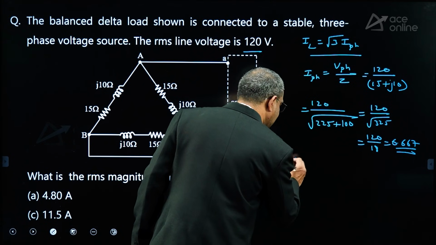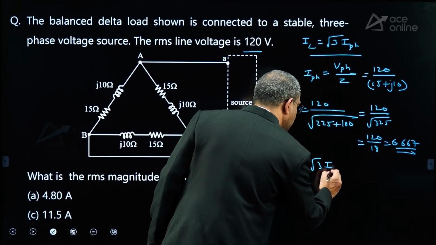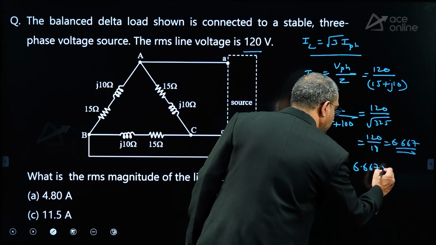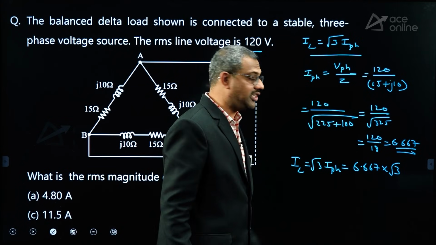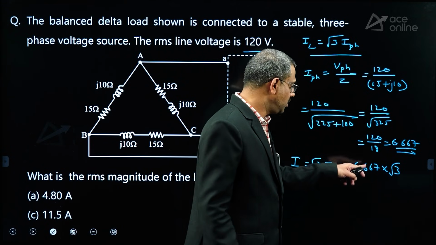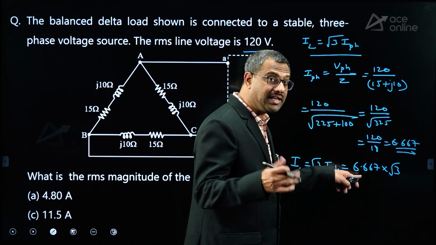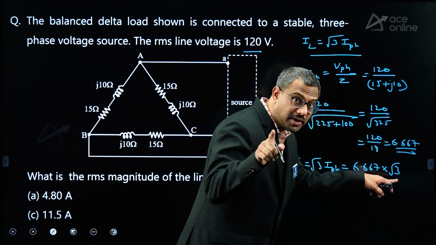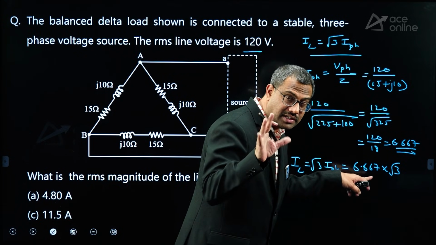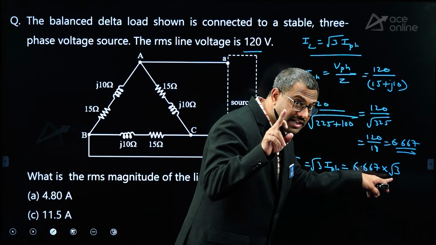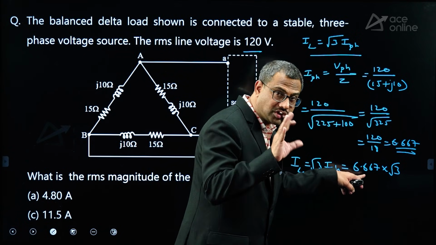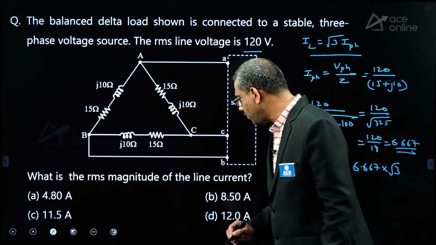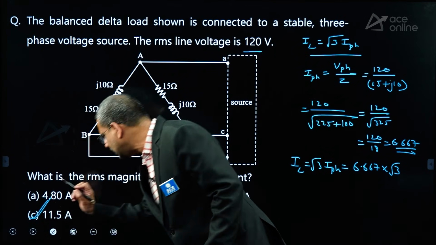But I want the line current. Line current is √3 times phase current, so 6.667 into √3. √3 is 1.732, which increases the value by almost 70 to 75%. So it is already 6.66, increased by another 5 point something, approximately 70% of this. So total 6 plus 5, 11 point something. Yes, I think this is the answer.